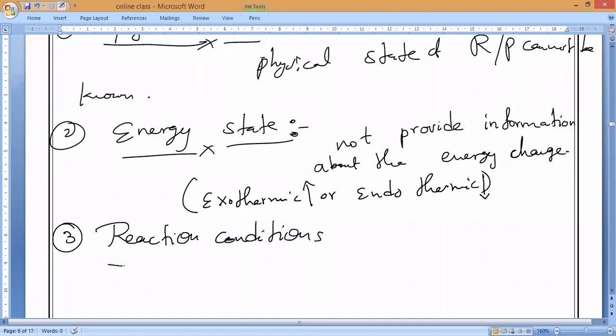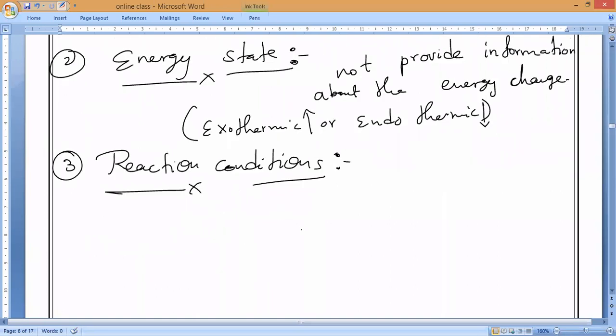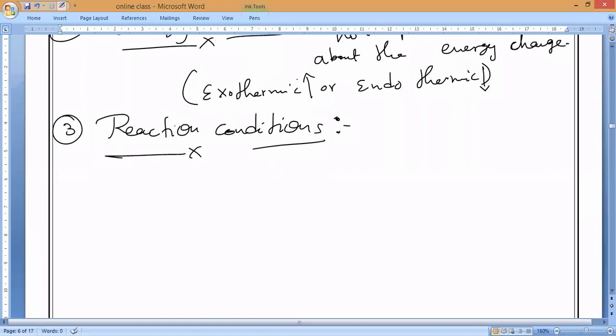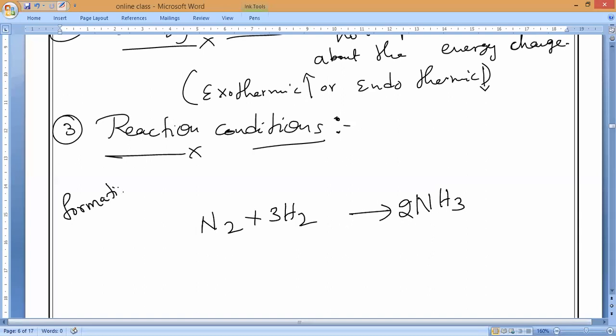Reaction conditions. Now, I will explain it with an example, guys. For example, let me take the formation of ammonia. Ammonia means what is the formula? NH3, ammonia. Nitrogen plus hydrogen will give you NH3. So this is the formation of ammonia reaction. Do you understand? Ammonia reaction.